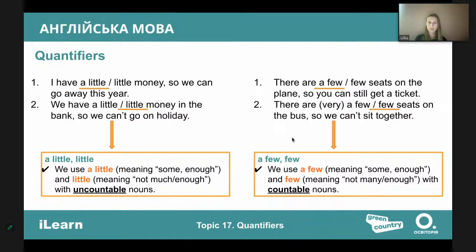So let's imagine you have 2 apples, and you have one friend. Will you say, I have a few apples, or I have few apples to eat together? You'd say, I have a few apples so I can share with you. Yeah, but the same 2 apples and you have 5 friends, you'd say, sorry, I have very few apples, so we'd better find some other snacks because that would be not enough.